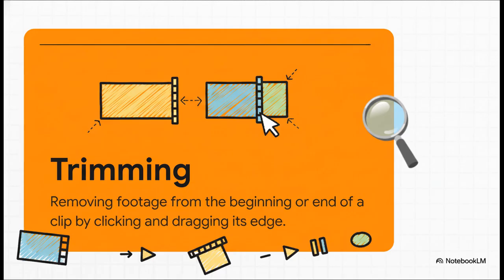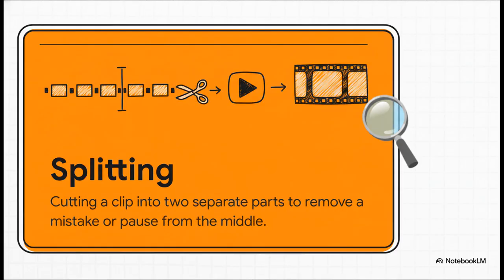The easiest way to think about this is you're just cleaning up the edges of your clips. You know that awkward second before you start talking, or that little bit of silence at the end? You just grab the edge of the clip in the timeline and drag it in. It's seriously that easy. But what if you mess up right in the middle of a perfect take? We've all been there. Well, that's where splitting comes in.